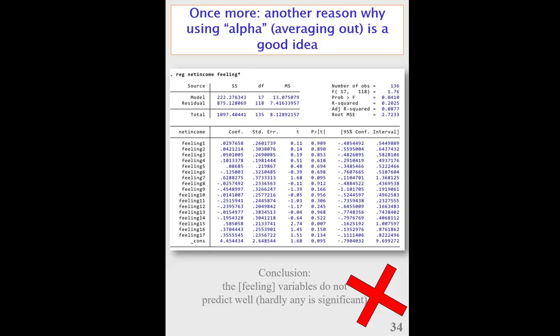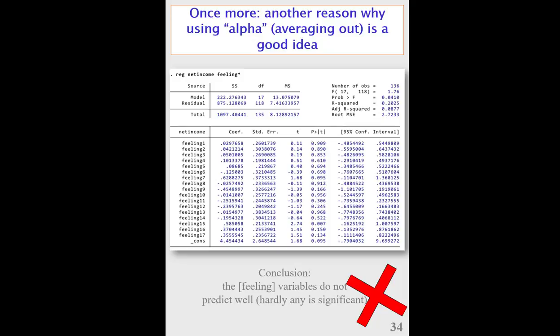Let's see. One other reason why that whole alpha idea might work is something like this. For instance, here I have these feeling variables again, and I'm using multiple regression, where the target variable here is net income. That was the estimate that you gave, what it is that you think you will earn when you are 35. And let's see if this depends on your scores on these separate feeling items.